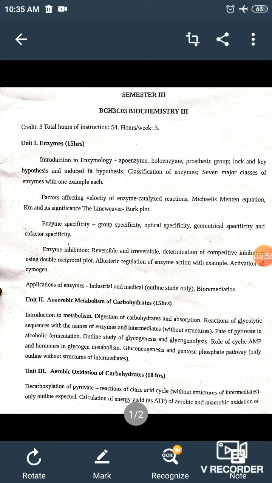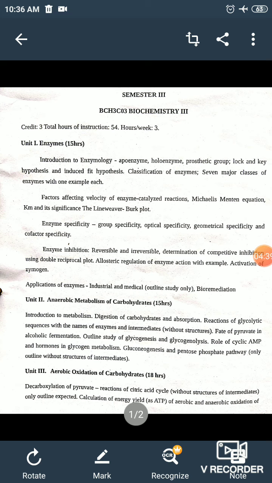So initially, the metabolism is divided into two portions. The first portion, that is the carbohydrate metabolism, is dealt with in the third semester, and the rest of the metabolism will be covered in the fourth semester. So the second unit is all about anaerobic metabolism of carbohydrates, which includes the basic metabolic pathway, which details how the carbohydrates are digested, absorbed, and after absorption what will happen to different carbohydrates.